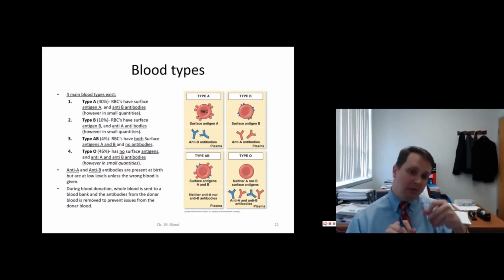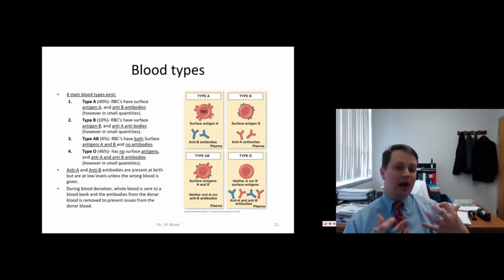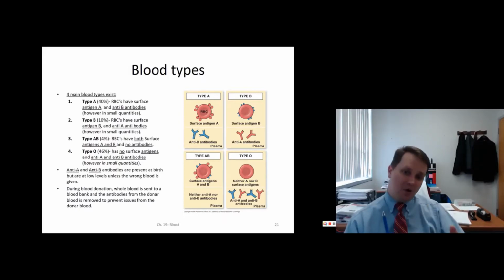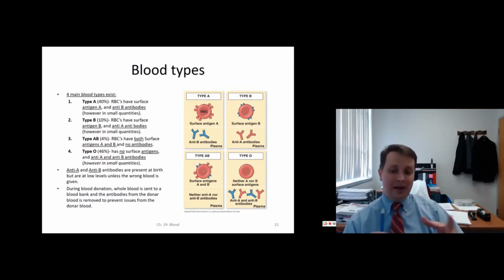Type B blood has the B antigens with anti-A antibodies. AB blood has both A and B, but has no antibodies, and O has no antigens, but both anti-A and anti-B antibodies in the plasma. Now, given that, this creates a unique set of blood types.